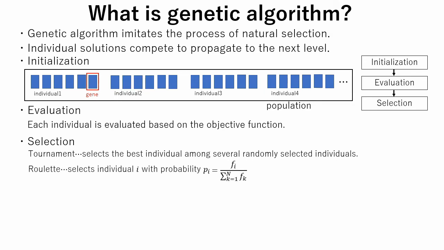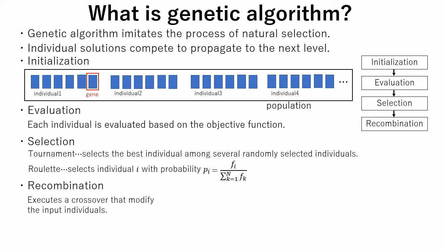This method selects individual i with probability p_i. Here, f_i is the fitness of each individual. Note that each method has its own advantages and disadvantages, so it should be chosen according to the problem we are trying to solve. The fourth stage is recombination.